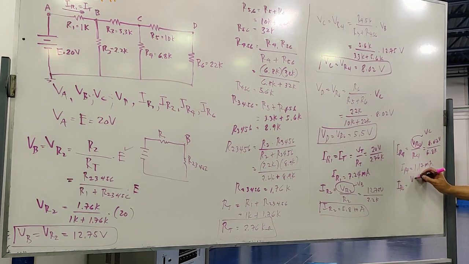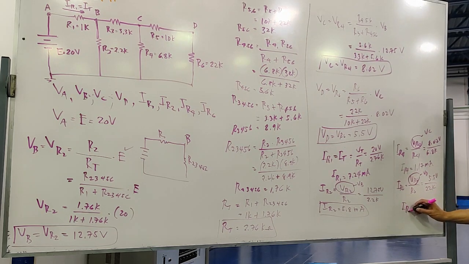And finally, we have IR6. That's equal to VR6 over R6. VR6 is actually equal to VD. How much is VD? 5.5 over 22 kilo. So IR6 is just equal to 0.25 milliampere.